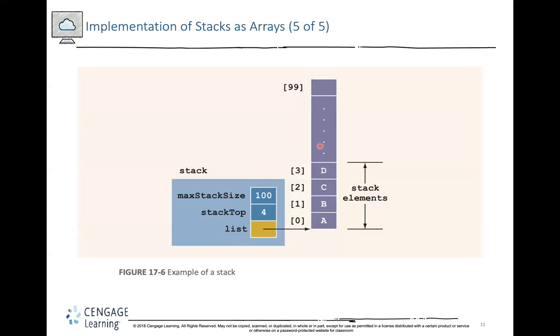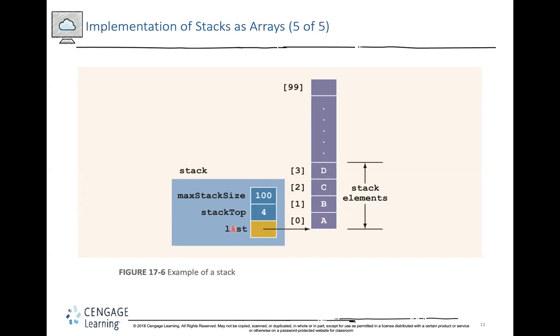Let's say I have a stack that's backed by an array of 100 elements. Well, the array size is 100, but the actual stack size is going to change. So in this particular example, we have 4 elements in the stack, and this array is pointed to by basically a variable.